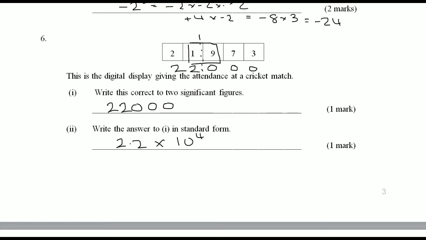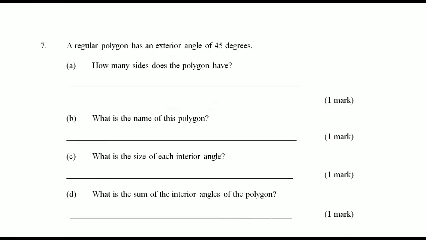Easy peasy lemon squeezy. Number 7. A regular polygon has an exterior angle of 45 degrees. How many sides does the polygon have? So if I go to our pen and I use the formula that the number of sides equals 360 divided by your exterior angle. So it's 360 divided by 45, which is 8.